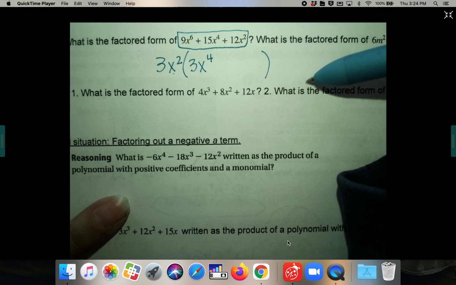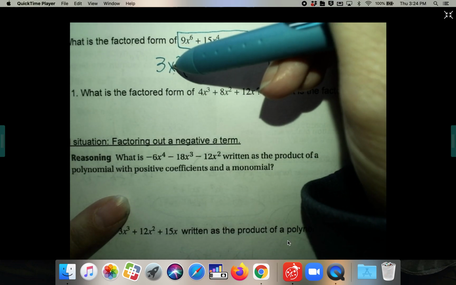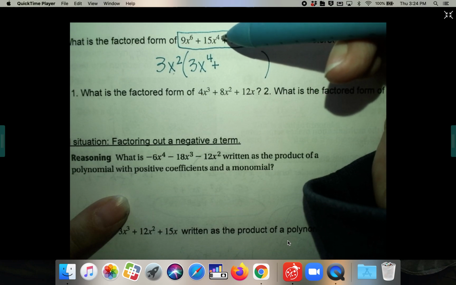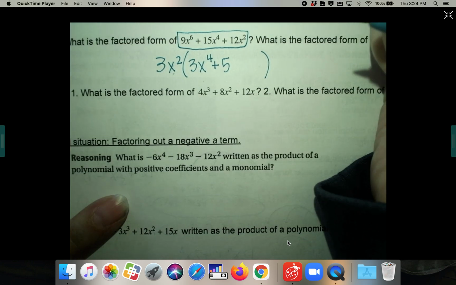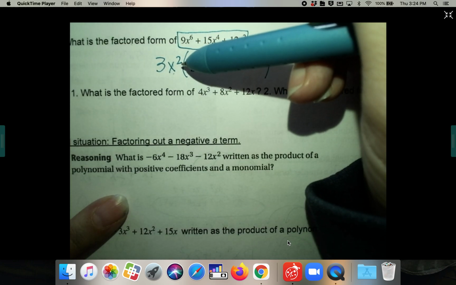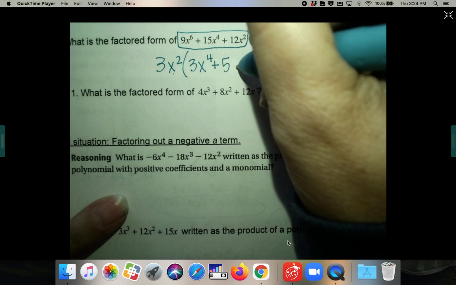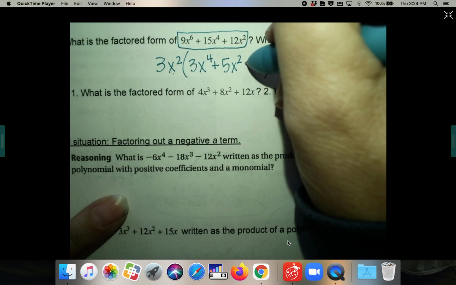I may not have made my parenthesis far enough over. I know it's plus, so I'm going to put a plus. I want 3x squared times whatever this is to equal 15x to the 4th. So 3 times 5 would be 15. I need x squared, x to the 2nd, to equal x to the 4th. So that's going to be 2 of them. Remember, they get added. I'm going to bring down a plus.